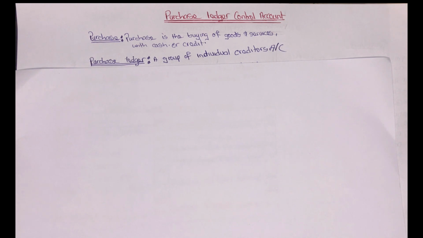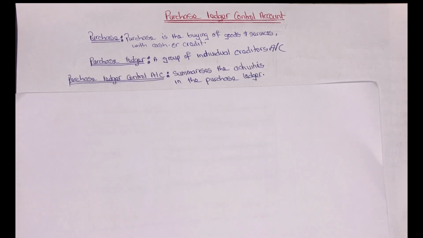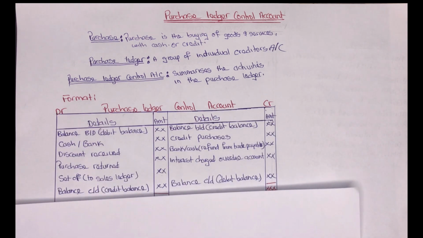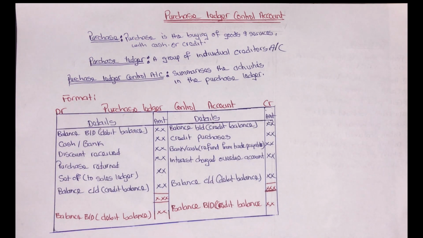This takes us to the purchase ledger control account, which summarizes the activities in the purchase ledger, like knowing the customers that are owing and knowing the customers that you are owing. So this is the format of the purchase ledger control account. Remember, the purchase ledger control account is also called trade accounts payable or creditors account.